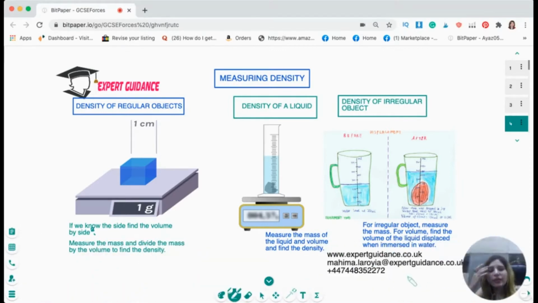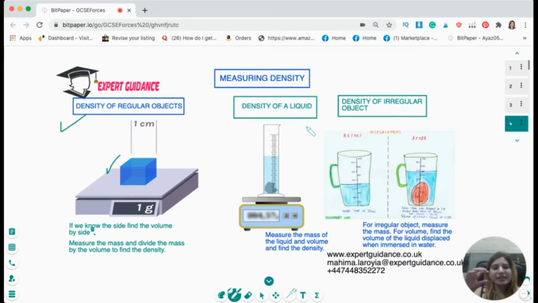Now, the next thing that we need to know is how do we measure the densities of different kinds of objects. We could have a regular object like this cube. What we can do with this cube is put it onto a weighing scale and measure the mass. And if we know the side of the cube, then we can find the volume by doing side cubed, and then we can do mass over volume to find the density of a regular object.